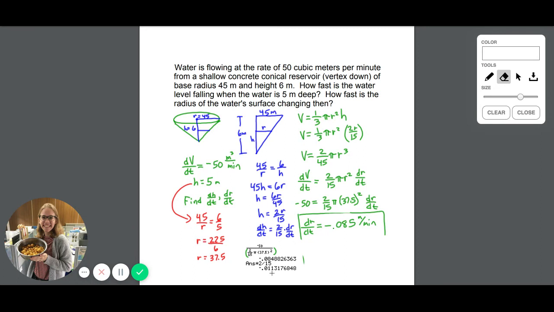Remember, this is meters per minute, so to change that to centimeters per minute, go ahead and multiply by 100. So this will be 1.13 centimeters per minute. And that's the rate that the height of the water is changing. And then dr dt is the rate that the radius is changing.